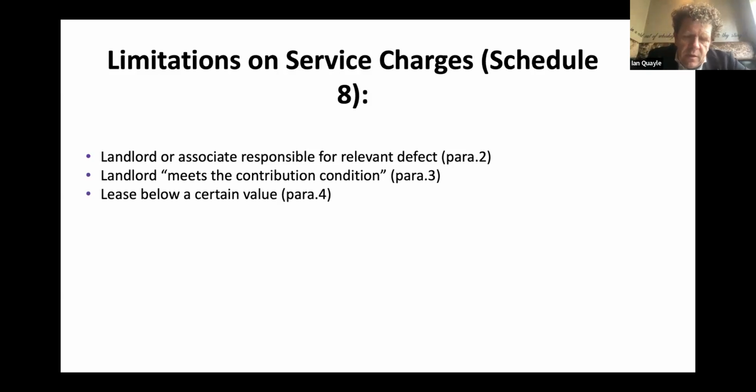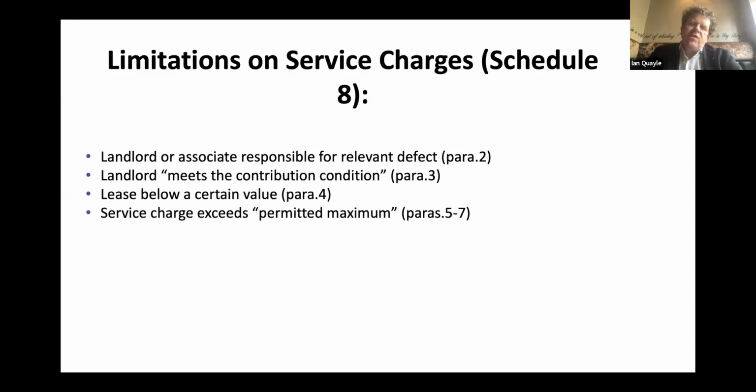If leases have a value below £350,000 in Greater London, £175,000 outside of Greater London, then the landlord cannot recover remediation costs for relevant defects at all. If a service charge in connection with leases that exceed those values is below £15,000 in Greater London, £10,000 outside of Greater London, the landlord can recover those service charge costs for remediation work for relevant defects, but has to recover it over a 10-year period, meaning that leaseholders will pay £1,000 a year or £1,500 a year, depending on where the flat is located.